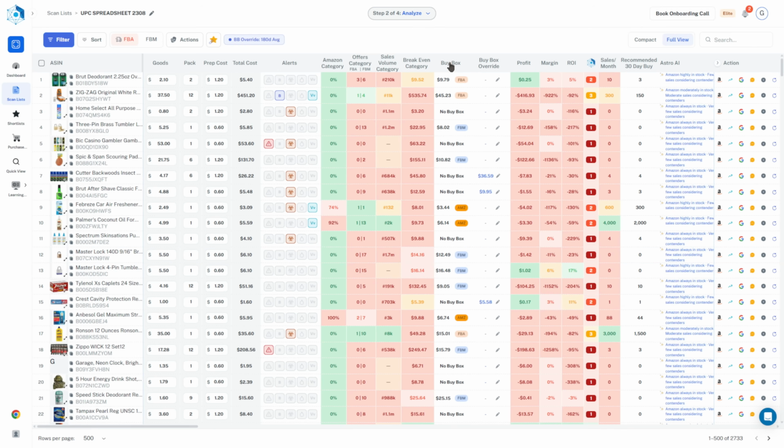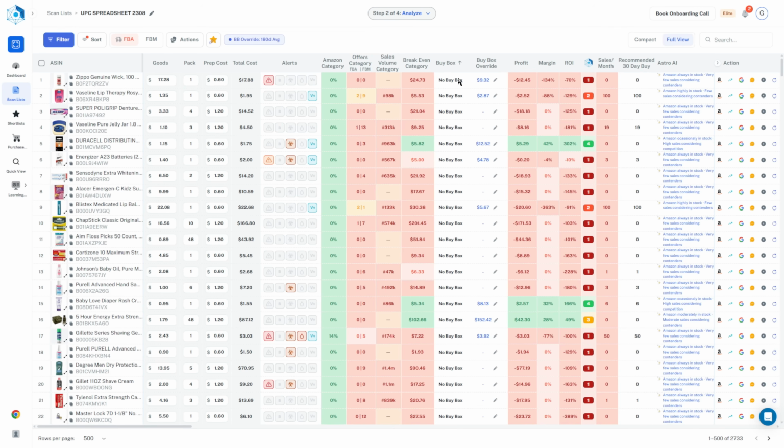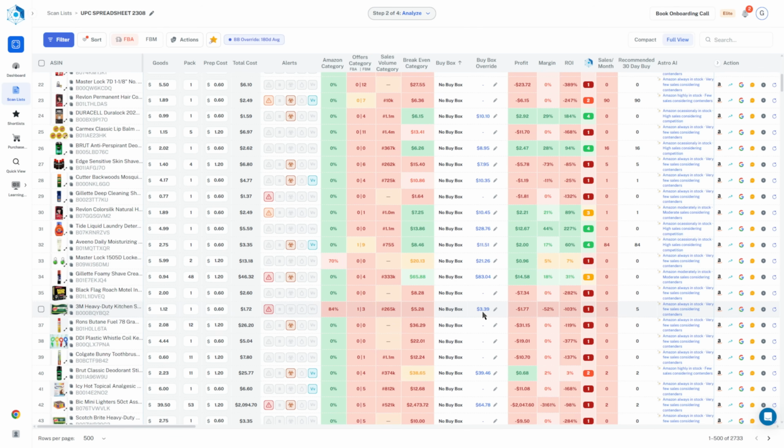Furthermore, if you want to continue on this, you can go ahead and sort by buy box. Now in this section, you can look at all of these and notice if there are any ASINs which have a positive break-even strength score. If you notice one that has a positive break-even strength score, but no current buy box price, it's a good idea to check out the chart to see if it meets your criteria.